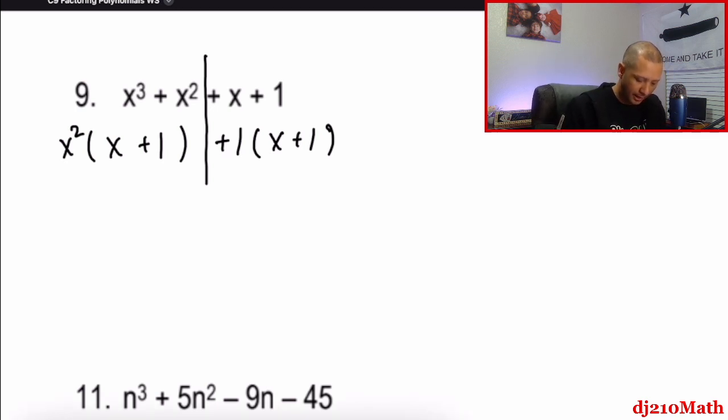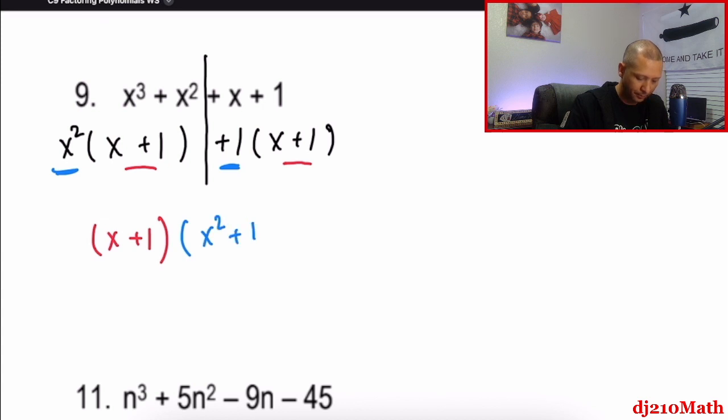So this means that x plus 1, that's one of our factors. So x plus 1. And the leftover pieces, those are the other factor, x squared plus 1. And x squared plus 1 cannot be factored anymore.